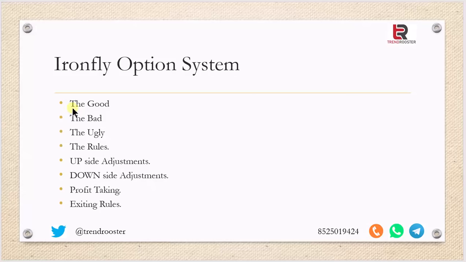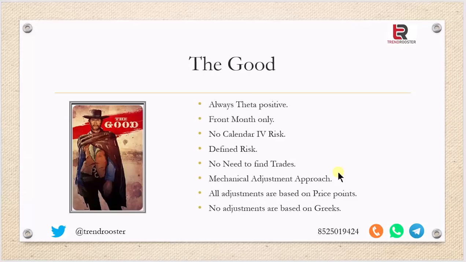It's a kind of reality check on how good the system is. Any strategy comes with the good, the bad, and the ugly. It's not just bad alone. So we'll look at the good part, the bad part, and the ugly part of the system. Next we're going to look at the rules of this Ironfly system, the upside adjustment system, the downside adjustment system, and profit taking and exit rules. It's very clear. Let's move on.